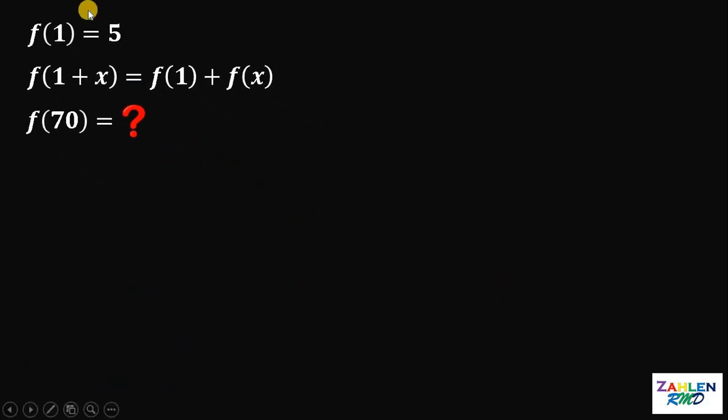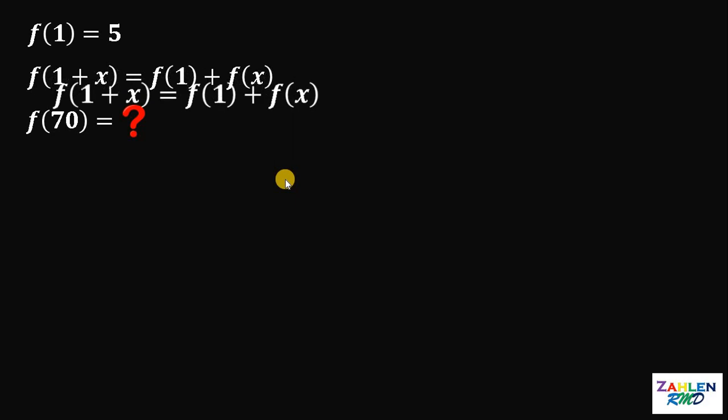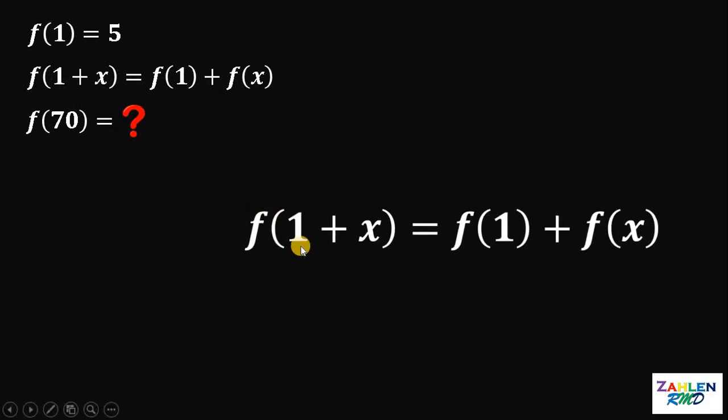Now the given is f of 1 equals 5, and we have the given function f of 1 plus x equals f of 1 plus f of x. To answer this question, what we're going to do is look for some pattern. So we know f of 1 equals 5. So let's see what is the value of f of 2.